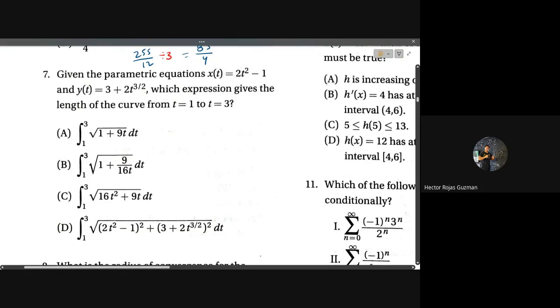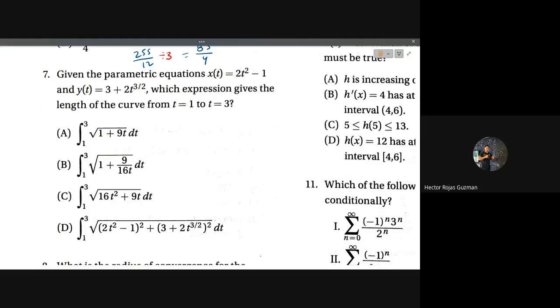Okay, given the parametric equations x and y, which expression gives the length of the curve? Okay. Well, I know it's going to be the integral from 1 to 3 of the square root of x prime squared plus y prime squared dt, right? Yeah, dt.